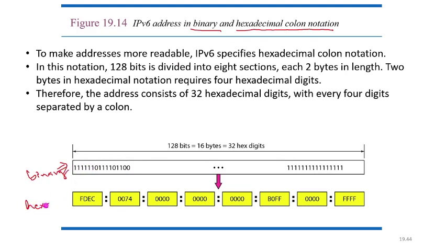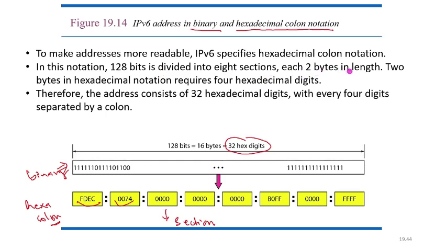Next one is hexadecimal colon notation. There are 128 bits, so 16 bytes, which can be converted to 32 hexadecimal digits. This is represented in terms of colons: groups of 4 hexadecimal digits separated by a colon. That's why it is called hexadecimal colon notation. To make addresses more readable, IPv6 specifies hexadecimal colon notation. In this notation, the 128 bits are divided into 8 sections. So this is a section.